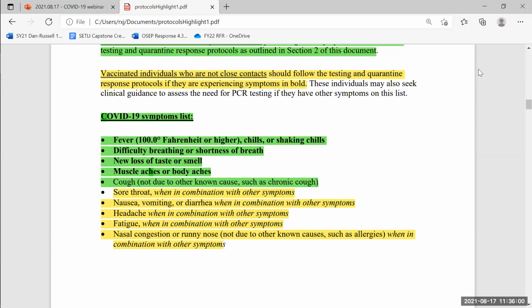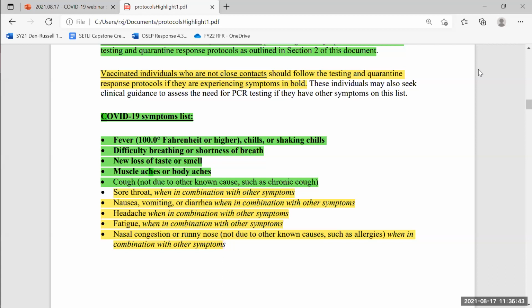So again, if an individual presents with a new loss of taste or smell, that individual immediately needs to be treated as symptomatic. We would ask you to go to that part of the protocols and follow through as appropriate. If an individual comes into the nurse's office, just using a pretty common scenario, with a sore throat, we wouldn't treat that as being a symptomatic individual unless it's in combination with other symptoms. So that individual who comes in with a sore throat and a cough, and the cough isn't from another known cause, or a sore throat and muscle aches, that's when we say, yes, that person counts as symptomatic and we need to take the appropriate steps that are necessary.